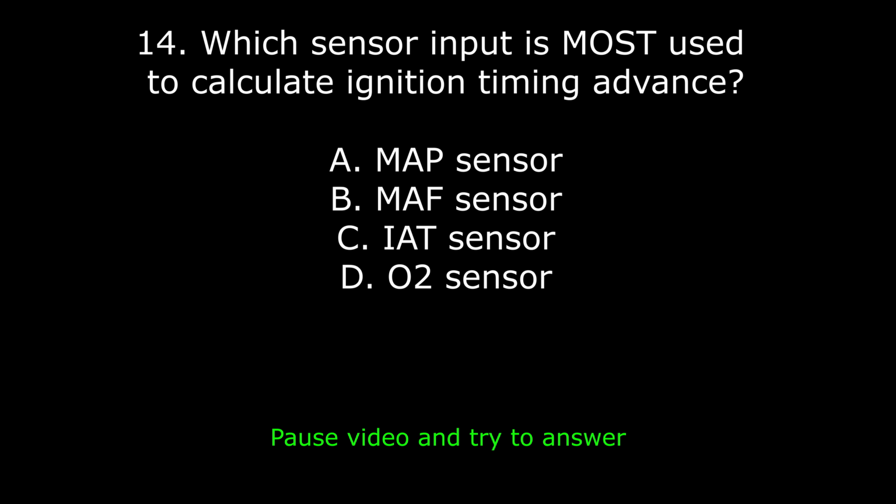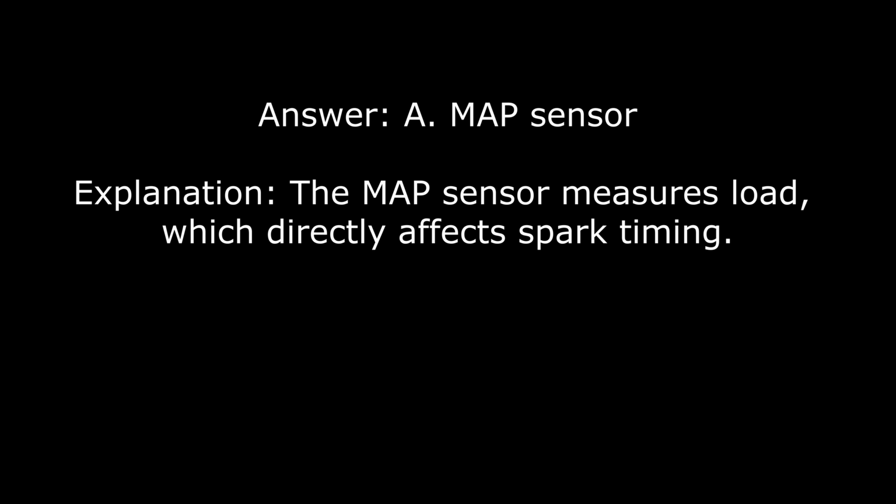14. Which sensor input is most used to calculate ignition timing advance? A. MAP sensor, B. MAF sensor, C. IAT sensor, D. O2 sensor. Answer: A. MAP sensor. Explanation: the MAP sensor measures load, which directly affects spark timing.